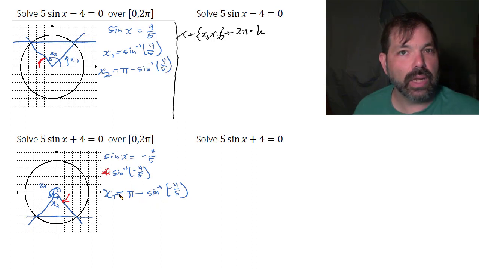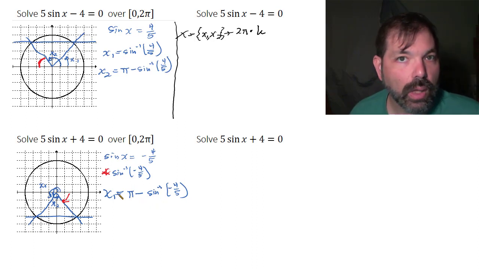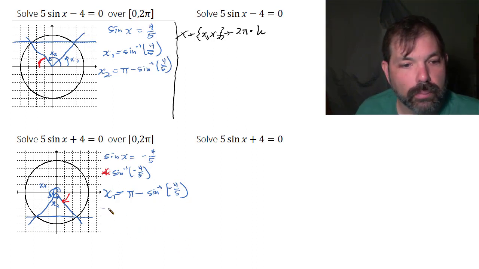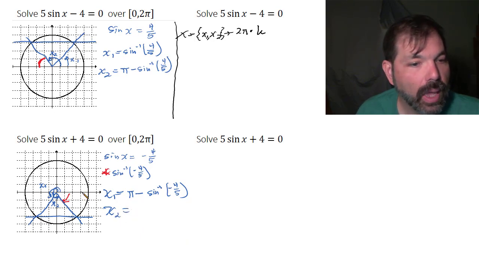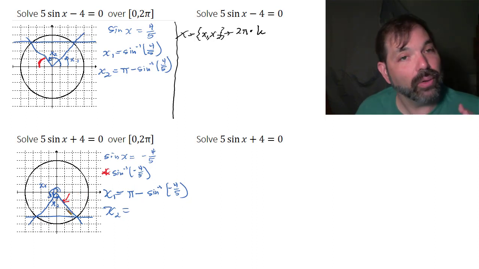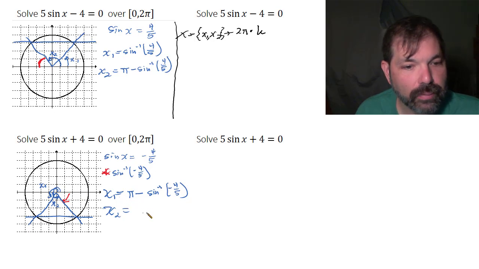Because the sine inverse of negative 4/5 is a negative angle, I'm subtracting a negative angle, which is the same as adding a positive angle. Now for x2, I go all the way out to 2 pi, and then I have to subtract the reference. Well, the reference is already negative. So x2 is 2 pi, and add sine inverse of negative 4/5.